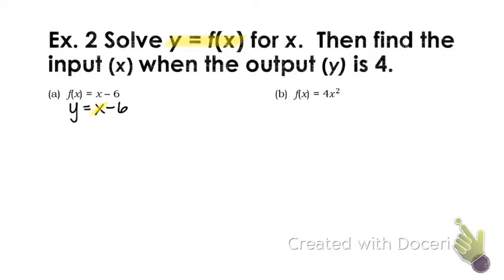So if we're trying to get x by itself, what are we going to have to move away from that x? The 6. And how are we going to move it? It's a -6, so we're going to add it. Now, it cancels over here. Are we able to combine the y and the 6 on the left side?